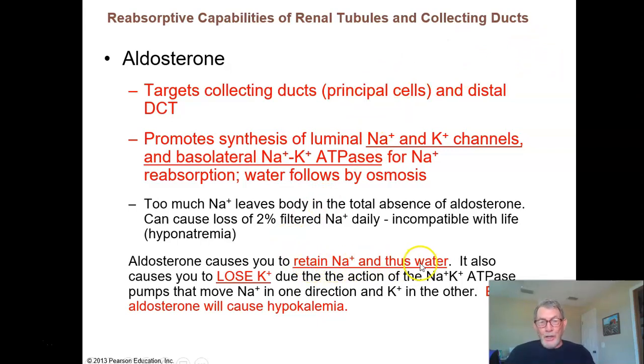And too much of it, you retain too much sodium and lose potassium. Excess aldosterone will cause hypokalemia because you're pumping all that potassium in the opposite direction.